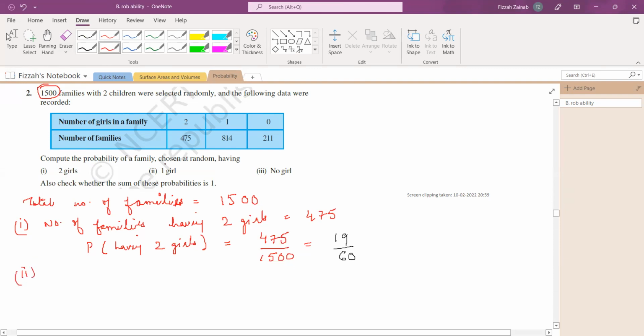So you have to find the probability of having 1 girl. So again, same question. Number of families having 1 girl. Yes, Miraj. How many families are having 1 girl? 814. Yes, 814 families. So the probability of having only 1 girl in the family is equal to 814 families and total families chosen are 1500.